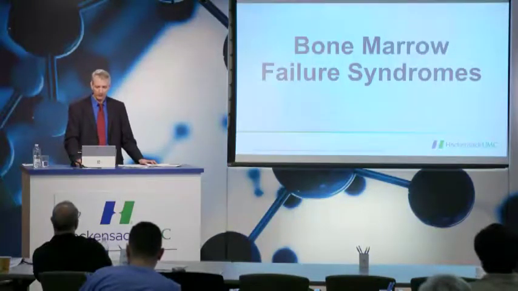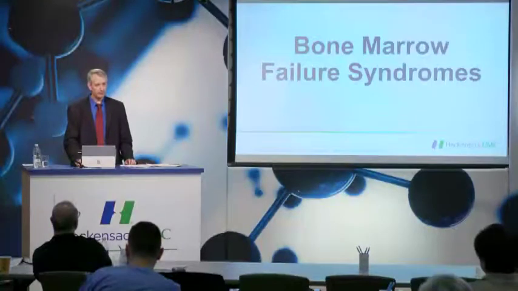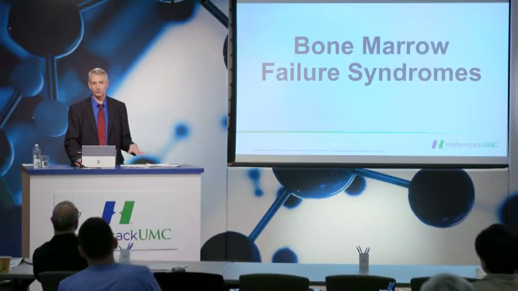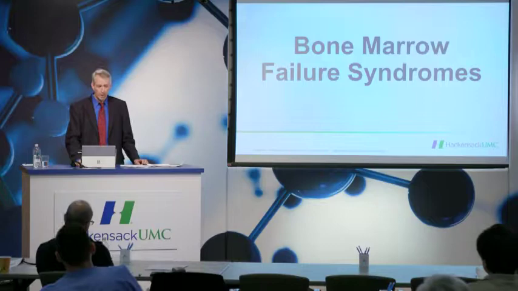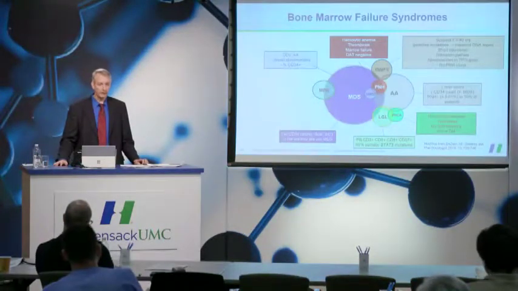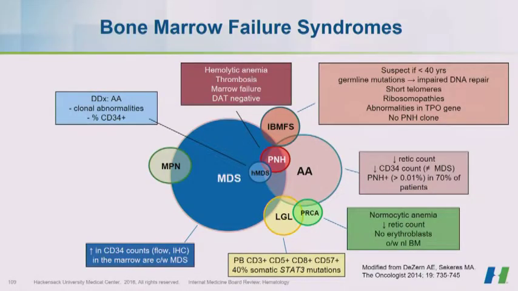Okay, now we switch completely to a different topic, and we are slowly moving into the malignant hematology. Bone marrow failure syndromes. This slide summarizes quite a few of them. The two big ones that are worth mentioning or memorizing for the boards are myelodysplastic syndrome on the one hand, and aplastic anemia on the other hand. They overlap, as you can see, and there are several smaller or less frequent conditions that circulate around those two major conditions.